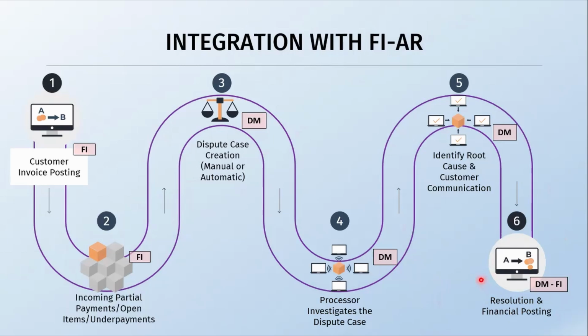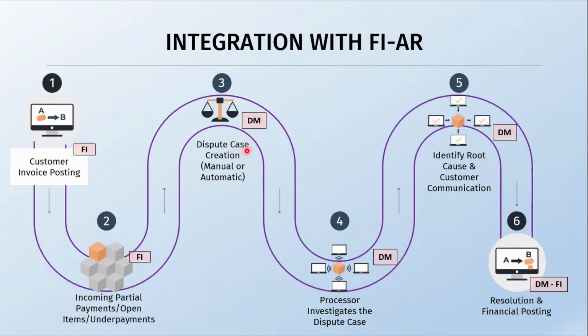Then the final step comes, the resolution and financial posting. After the financial decision, the system triggers the necessary financial postings such as credit memos, adjustments, or write-off. So if you see, the first step is in the FI module. The second one is also in the FI standard accounts receivable module. Then we move to the dispute management module. Here a case ID is created.